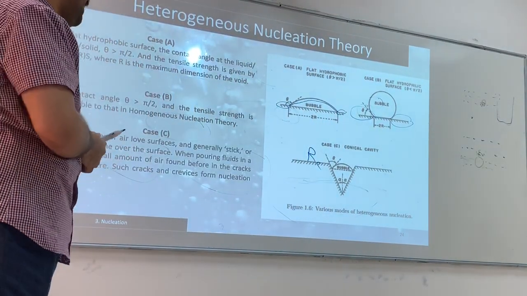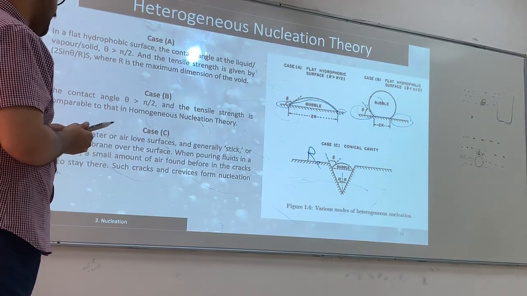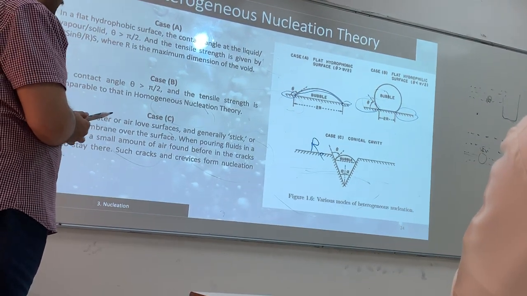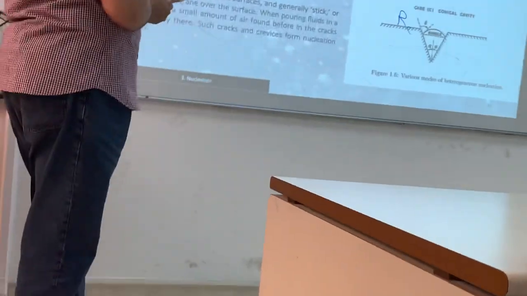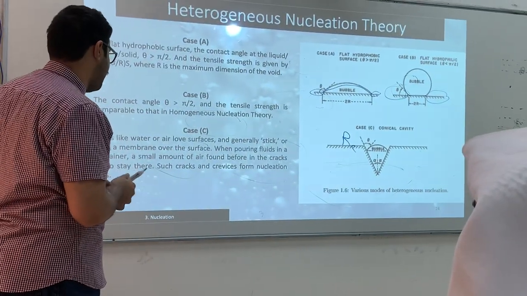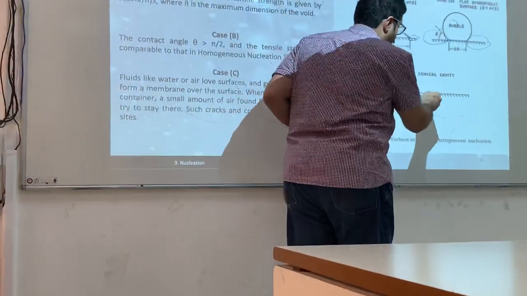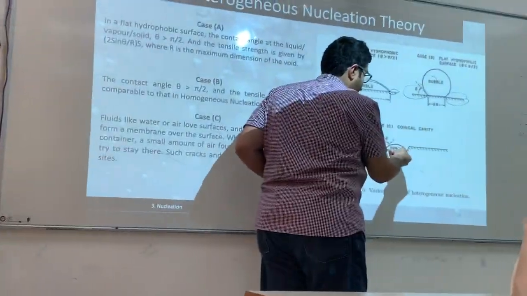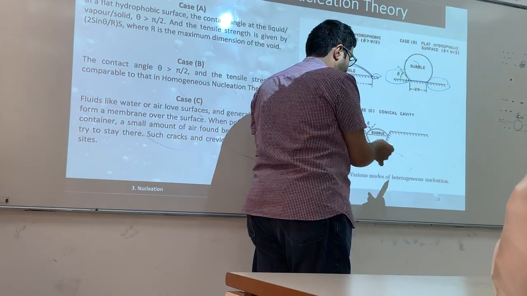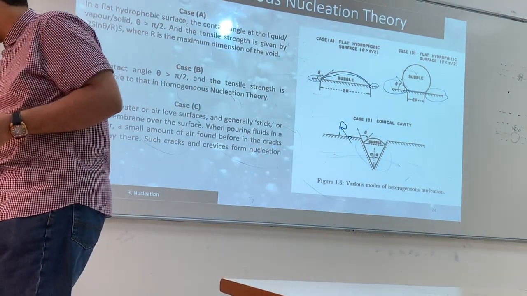Case three may be the most interesting. Fluids like water or air love surfaces and generally stick to form a membrane over the surface. When pouring fluids in a container, a small amount of air found in the cracks tries to stay there. Such cracks or crevices form nucleation sites, okay? So these are called nucleation sites. Upon changing the pressure or something, bubbles can escape from here and float to the top.